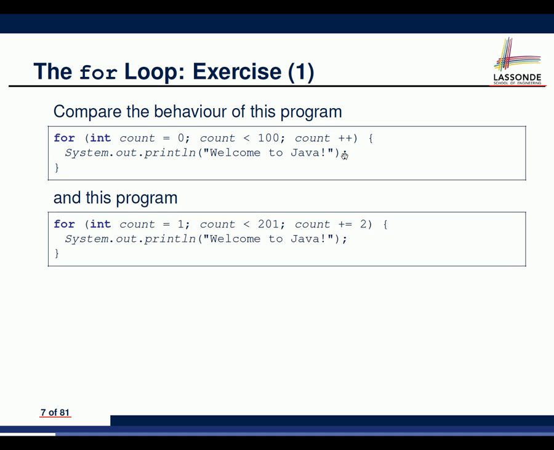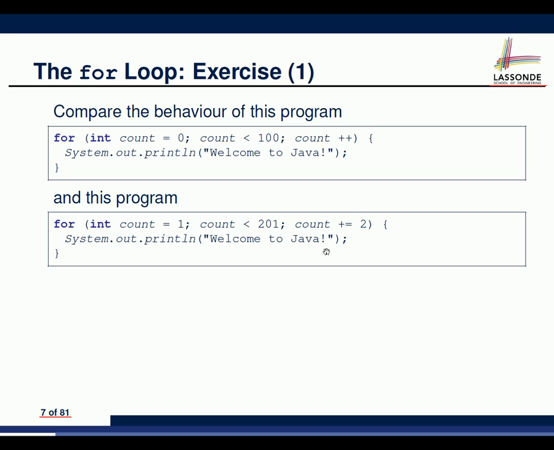Now, let's have a look at the second program over here. As I said, the initial value doesn't have to be 0 always. Now I start count to be 1. And then the condition here is count less than 201. And then the update part, I don't necessarily have to put count plus plus every time. I simply say count plus equal 2. And then the body of the loop looks the same, welcome to Java, for both of them. Now the question for you: are these two programs going to produce the same output at runtime? That's the question.